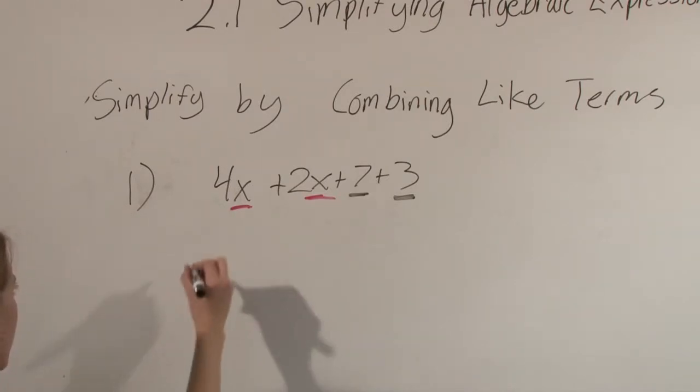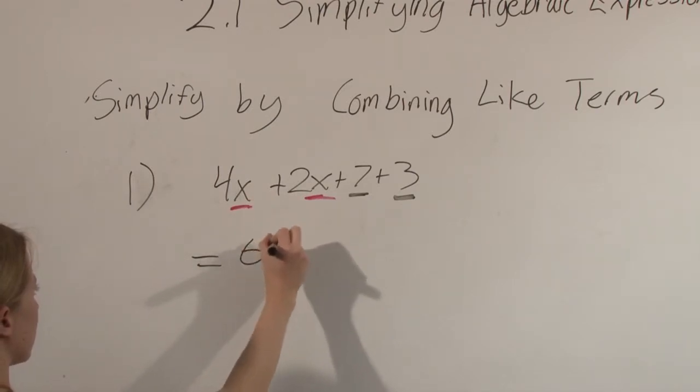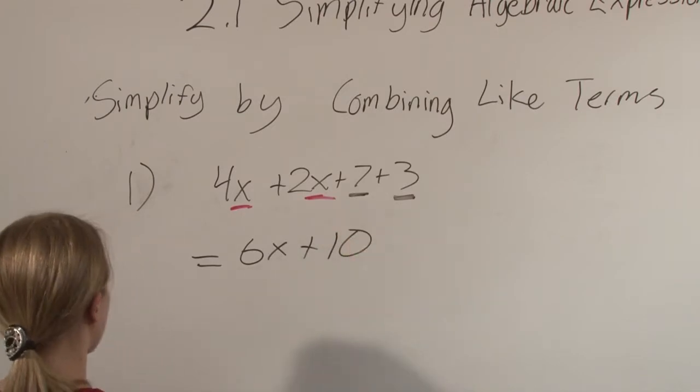So I'm going to combine 4x and 2x. So 4 plus 2 is 6, so 6x. And then 7 plus 3 is 10.